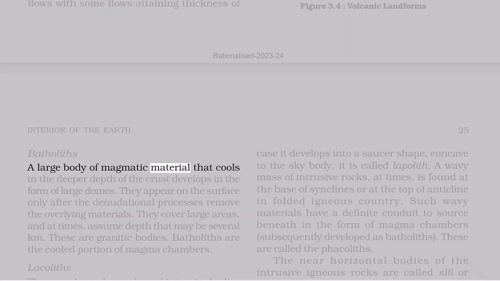Batholiths. A batholith is a large body of magmatic material that cools in the deeper depth of the crust and develops in the form of large domes. They appear on the surface only after the denudational processes remove the overlying materials. They cover large areas and at times assume depths that may be several kilometers. These are granitic bodies. Batholiths are the cooled portion of magma chambers.